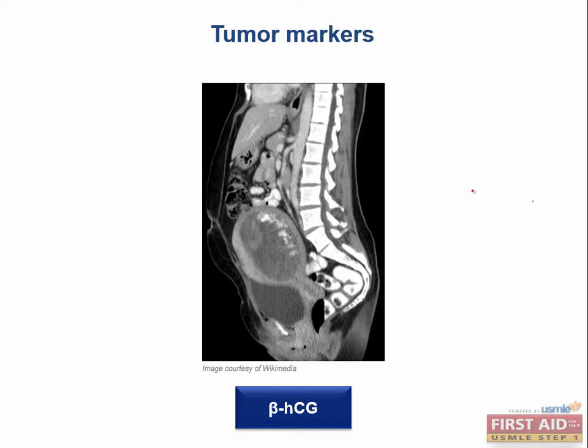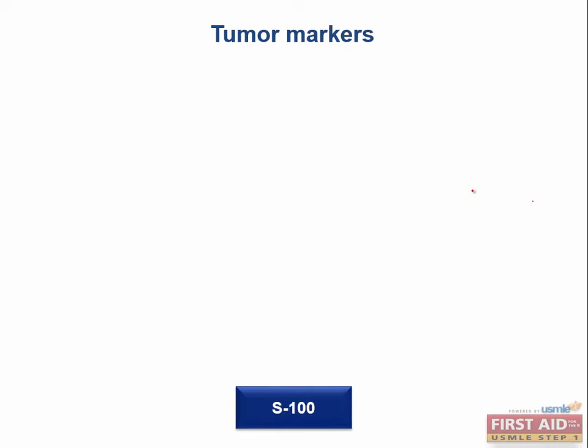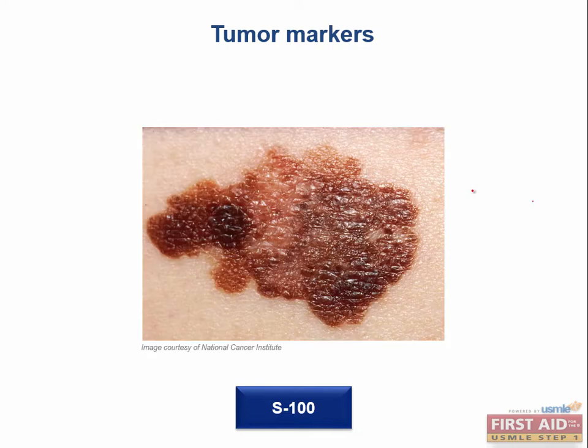All right. How about the S100 antigen? When do we use that as a tumor marker? Melanoma and other cells that are derived from neural crest. So all the neural crest tumors, like melanomas, neural tumors, and schwannomas, are all derived from neural crest.